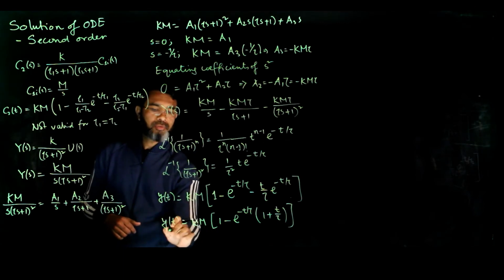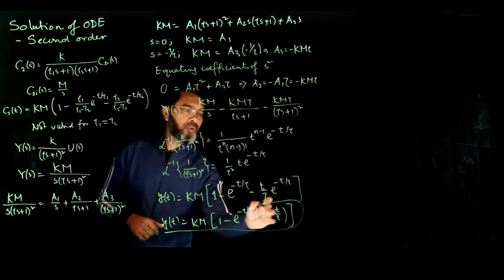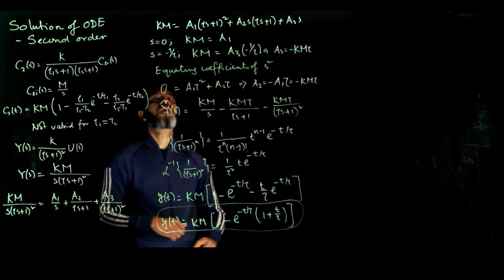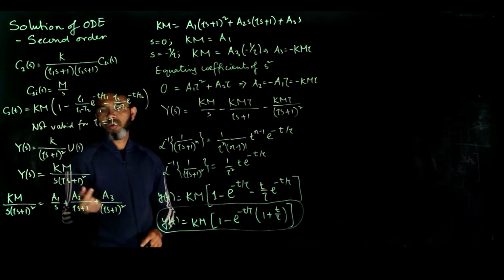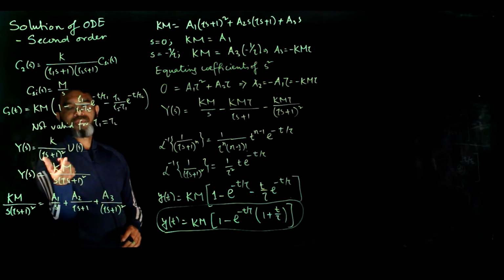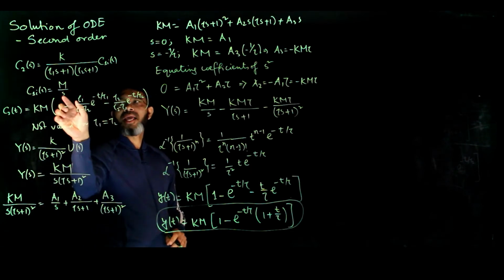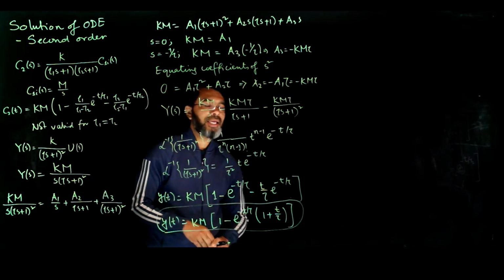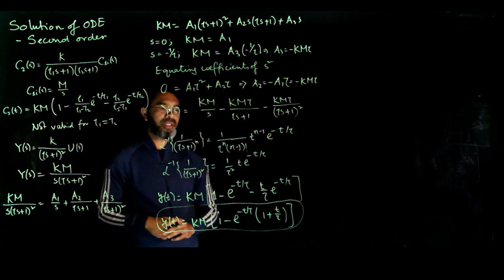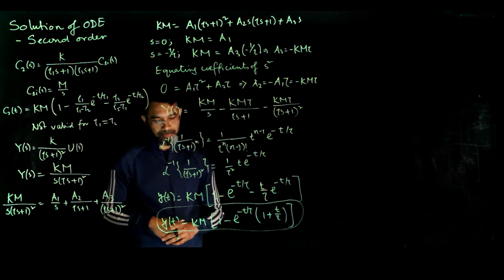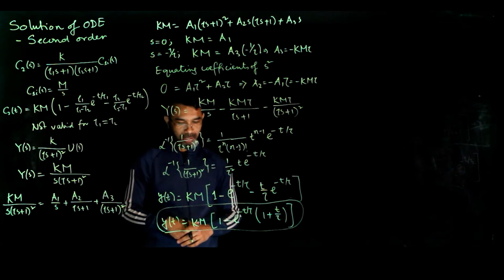So that's the expression for y(t) when the transfer function between y and u is given by this function, and for u(s) being M over s, meaning a step function with a magnitude of M. Okay.